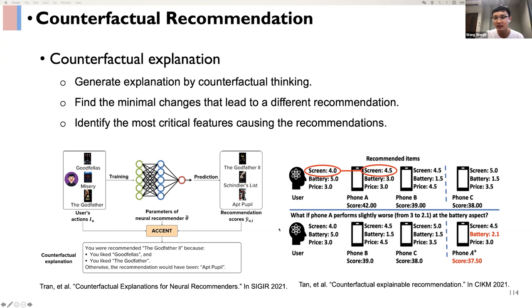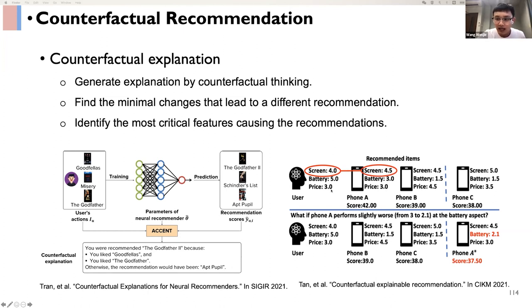But counterfactual explanation is different from the matching-based explanation. Matching-based explanation means finding the historical items that are very similar or have a high matching score with the recommended items. For example, if we recommend Godfather 2, they will just find the most relevant items in the user history to provide the explanation. This is a matching-based explanation, but counterfactual explanation is a little bit different. I will use the right figure to explain the difference.